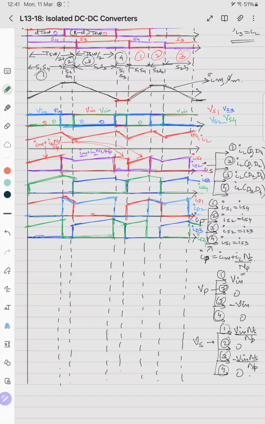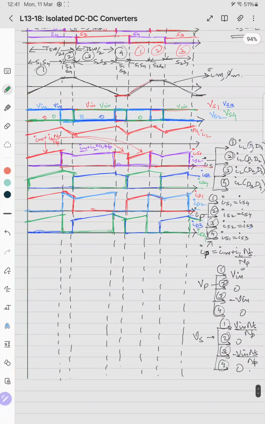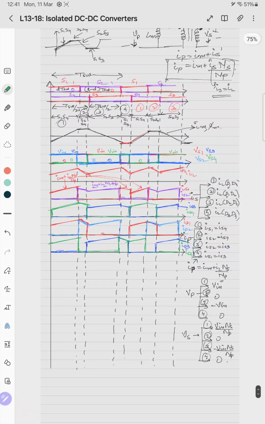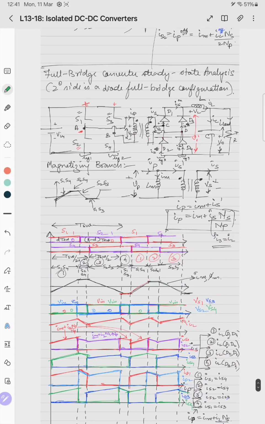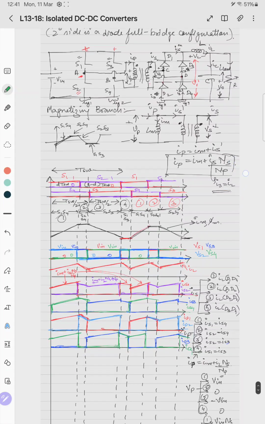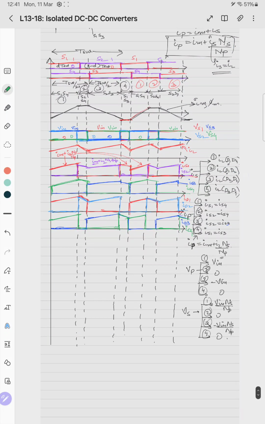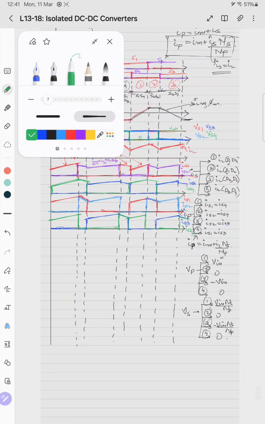So we can see that in case 1, ID1 equals ID4, which is the case here. In case 2, what we saw is that ID1 equals ID2, which is verified. In case 3, ID2 equals ID3, which is verified. And in case 4, ID4 equals ID3. Yes, it is verified. So these are the diode waveforms, diode currents in the secondary. The diode voltages also we'll quickly draw.